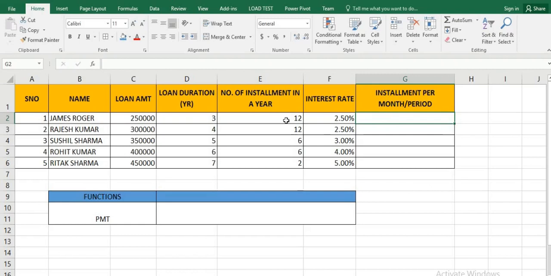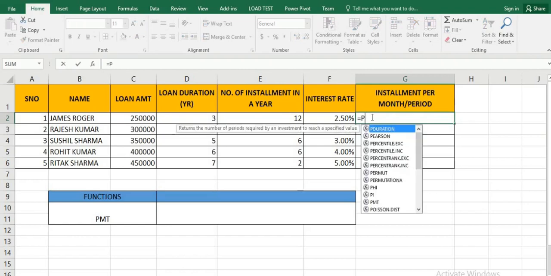That is per month. Right now I am doing it per month, not per period, because it's for 12 installments per year that he has to give continuously for 3 years. So for 3 years, how many installments does he have to give? 3 into 12. That is the whole number of installments he has to give over the whole period. So let us talk about how we have to use this.